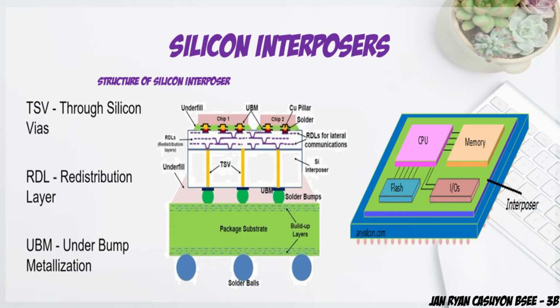Also, we have silicon interposers. This serves as a link from the inputs and outputs of the package, and it can be implemented on either horizontal or vertical manner. It is more optimized in heat-related aspects, and it eliminates the use of wire bonding. These are the most notable parts of the silicon interposers: the TSV, RDL, and UPM.